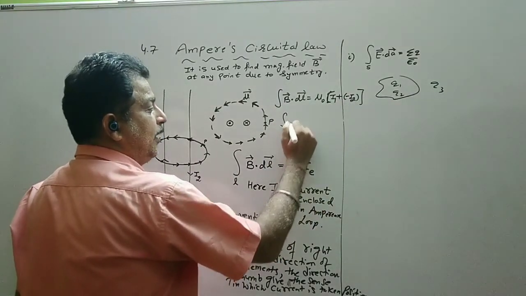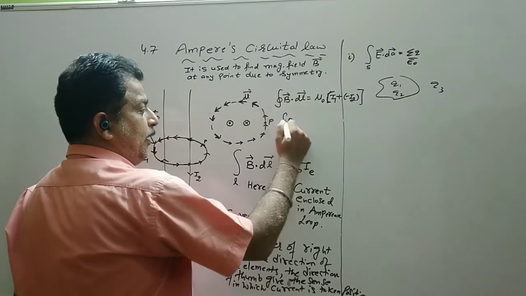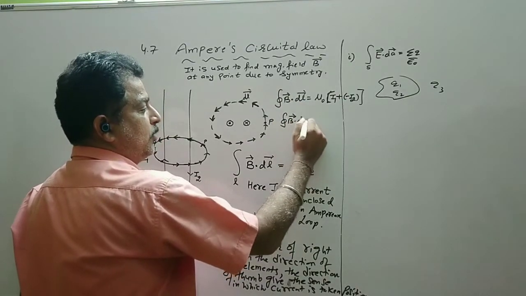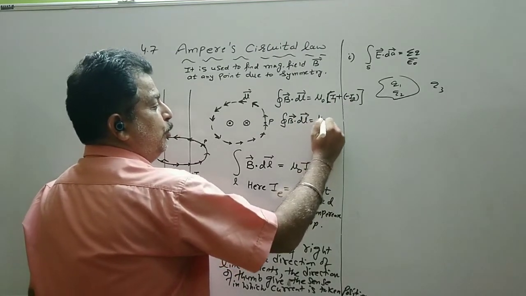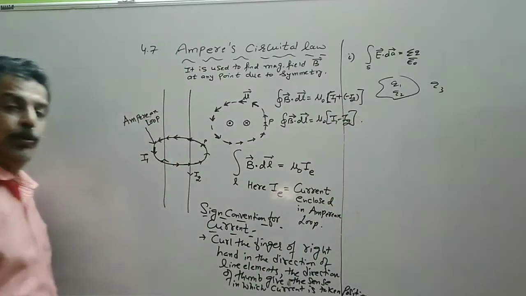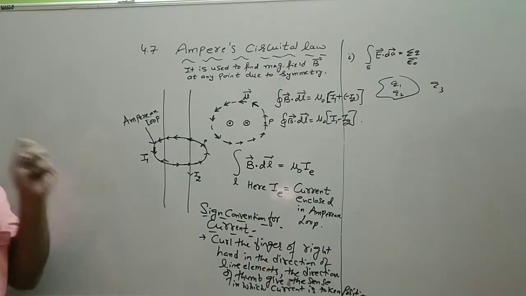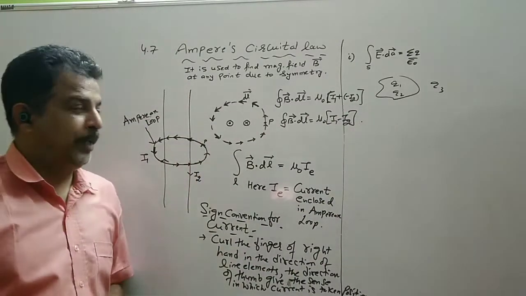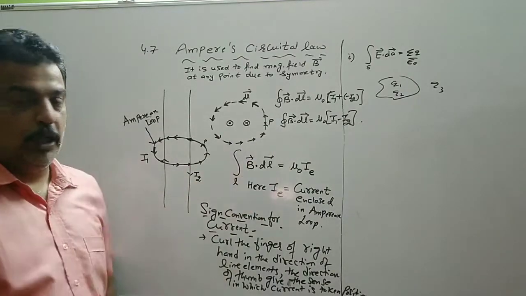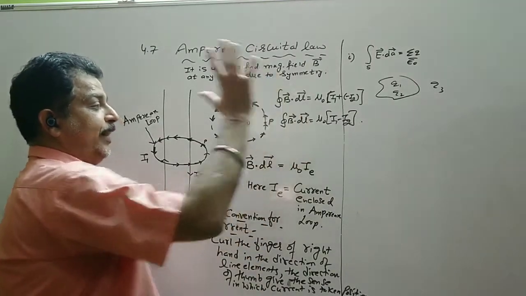So this is line integration. It is a line integration, or you write it as a closed integration. So it becomes mu naught times I1 minus I2. So this is how we apply Ampere's Circuital Law. Now we have a dot product here. You have a dot product of B and dl.